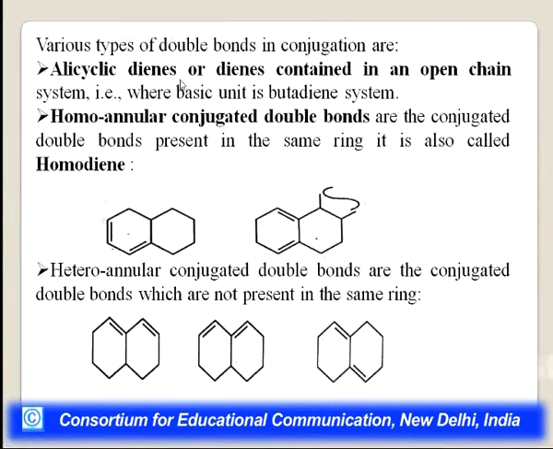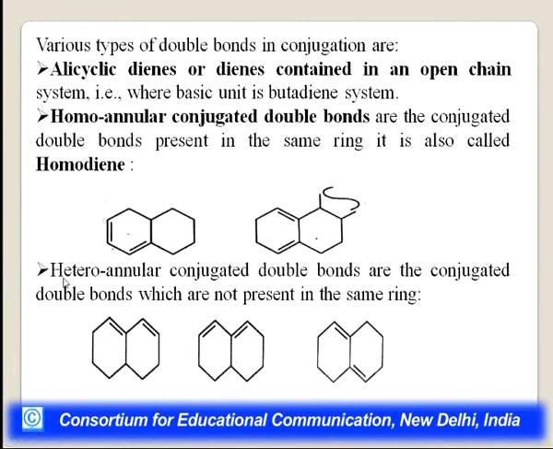We have discussed various types of double bonds in conjugation. An alicyclic diene is a diene contained in an open chain system, that is, butadiene. Homoannular conjugated double bonds are the conjugated double bonds present in the same ring. It is also called a homodiene. Here you can see an example. This is one homoannular conjugated double bond, and this is another example of a homoannular conjugated double bond.